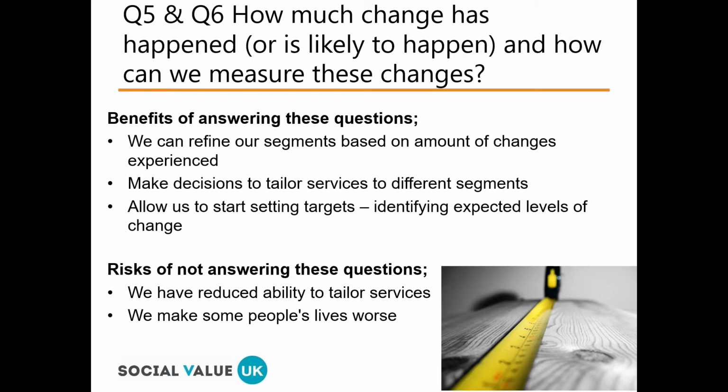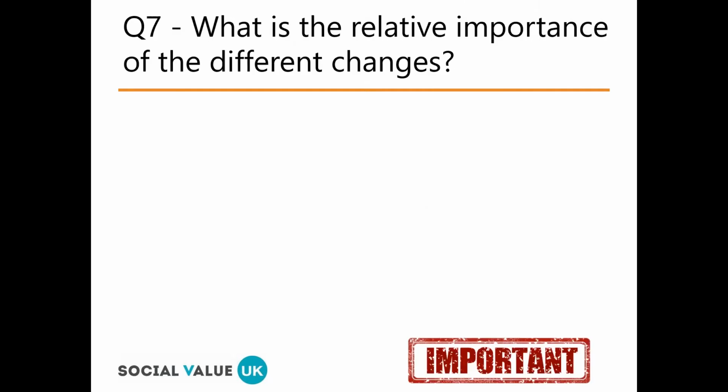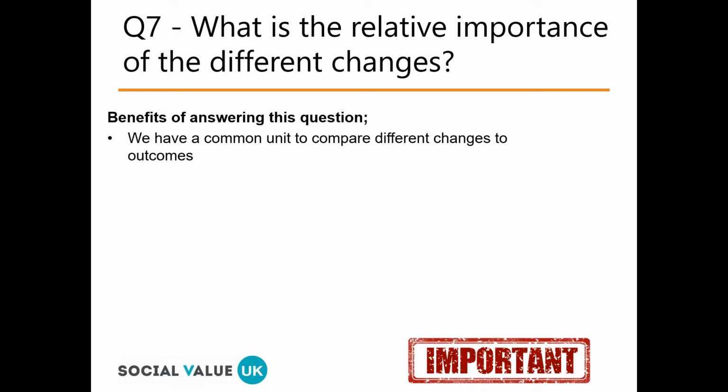So we now understand what's changed for people, and by how much change is happening for different people. But we still don't know which of those changes are most important. Just because one stakeholder has moved 80% in one outcome and 20% in another does not tell us that the 80% change is more important or less important than the 20% change, for example. The only way to understand the importance of the different changes is to use a consistent unit of measurement. In doing so, we're able to compare these different changes.